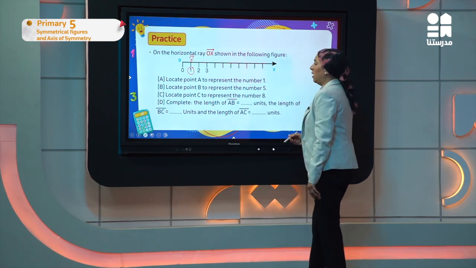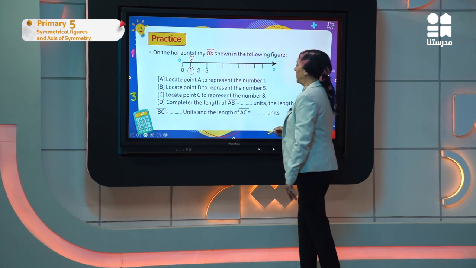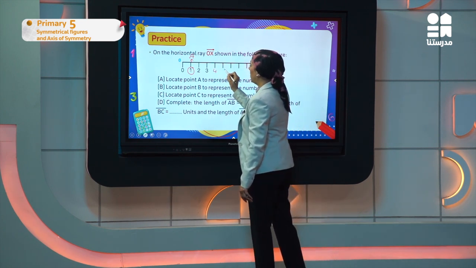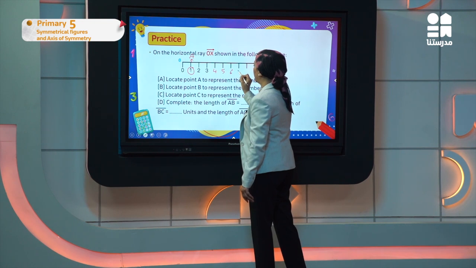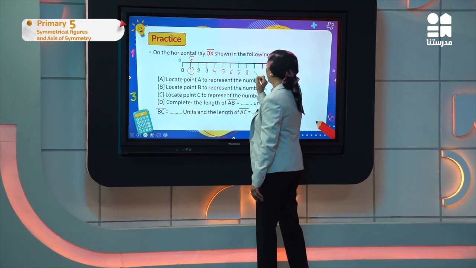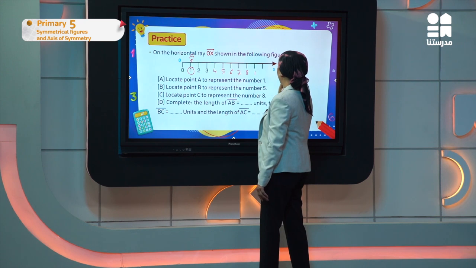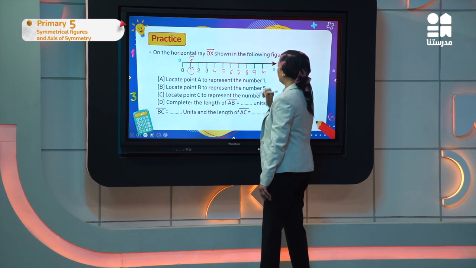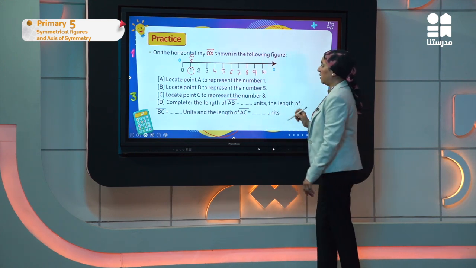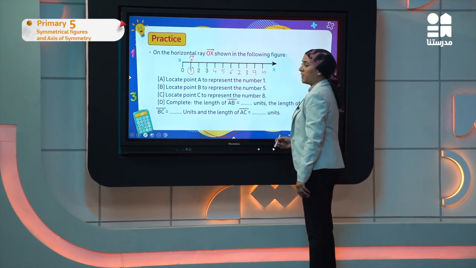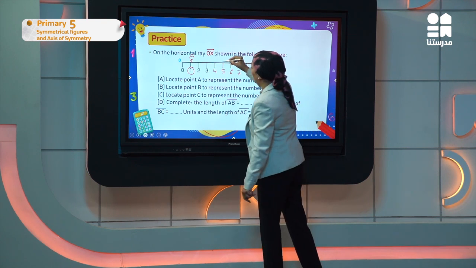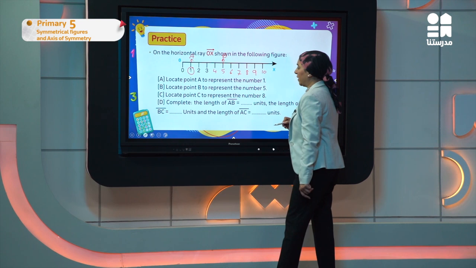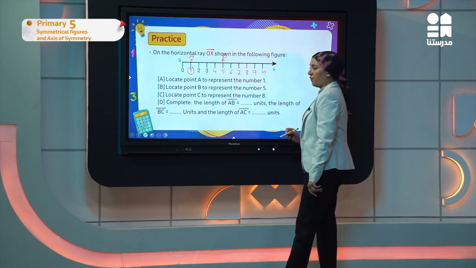Now B. Locate point B to represent the number 5. I'll continue the rest of my numbers: 4, 5, 6, 7, 8, 9 and 10. And here the point B represents the number 5, so I'll draw an arrow again and write the point B and number 5.